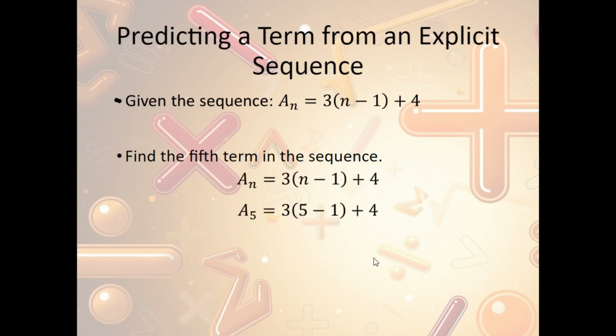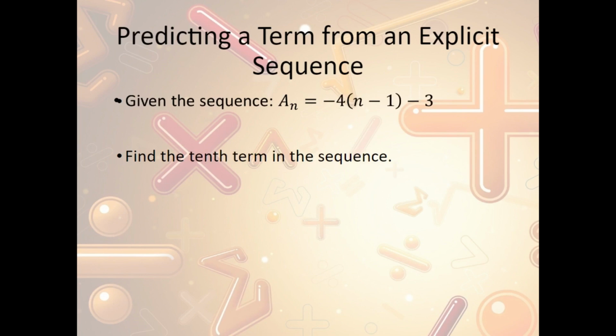Now we just solve it. So 5 minus 1 is 4. So we're left with 3 times 4 plus 4. Well, 3 times 4 is 12, plus 4 is 16. So the fifth term in that sequence would be 16.